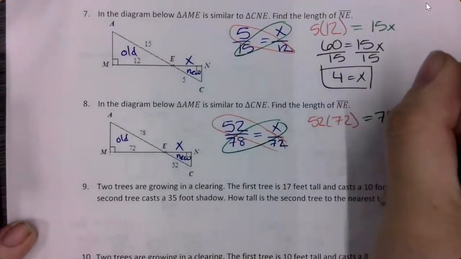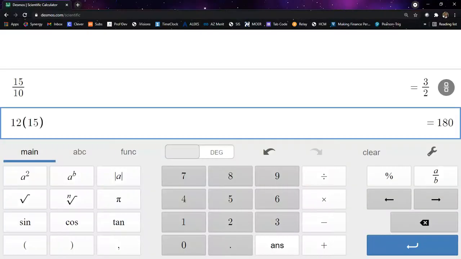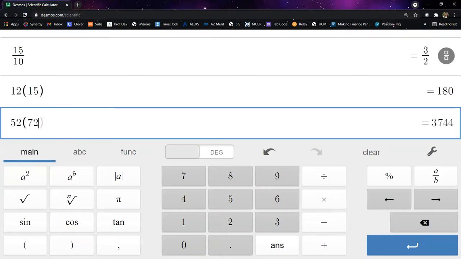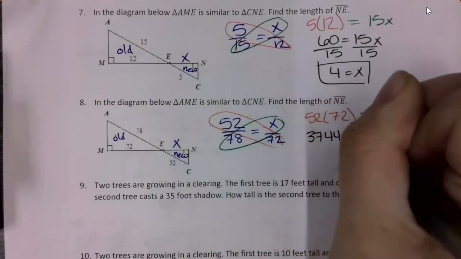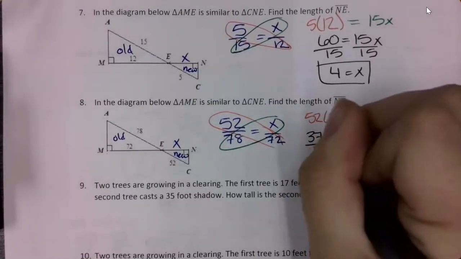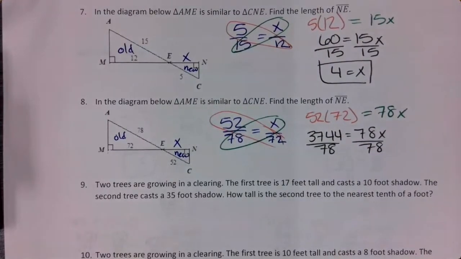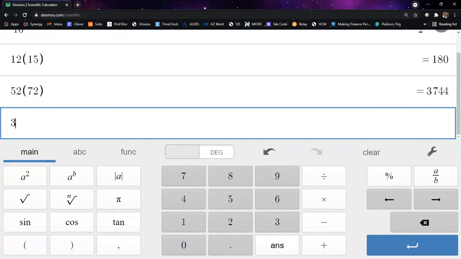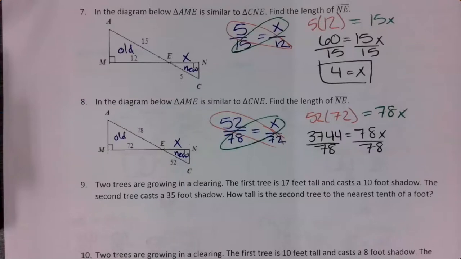equals 78 times x. I do not know 52 times 72, so I'm going to go to Desmos and type that in, which gets me 3,744. Then I want to go ahead and divide both sides by 78, which gets us 48 for our final answer.